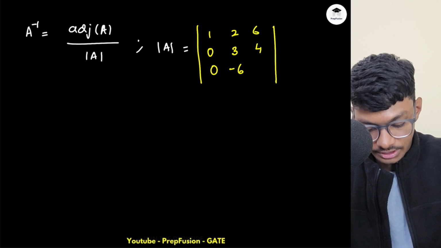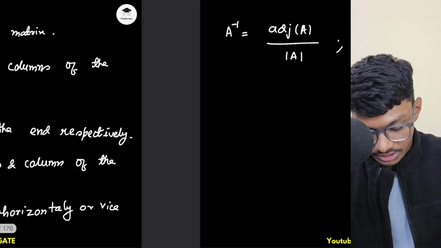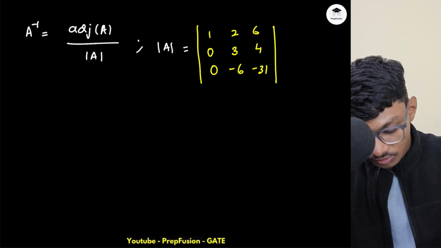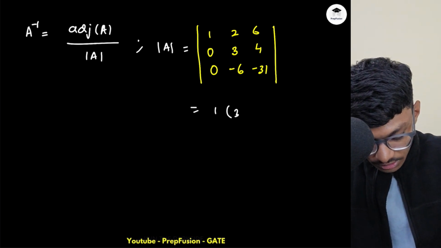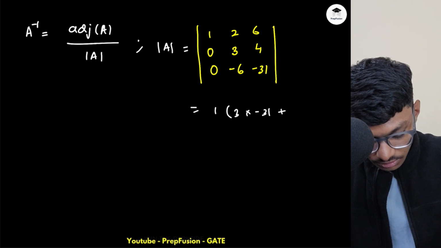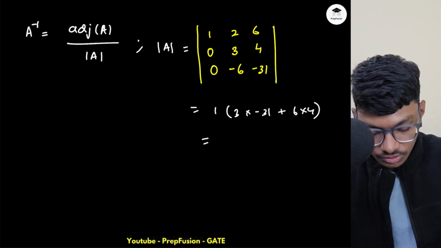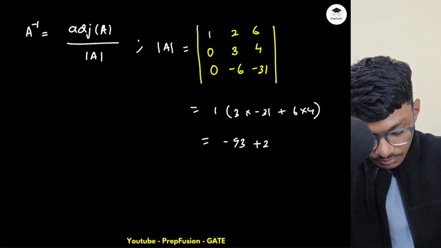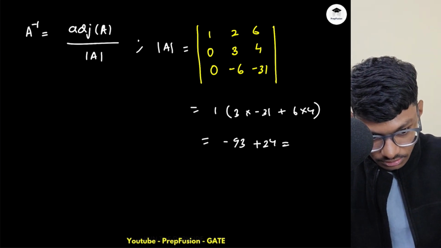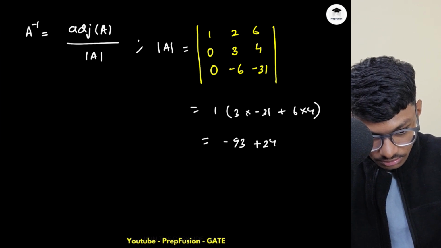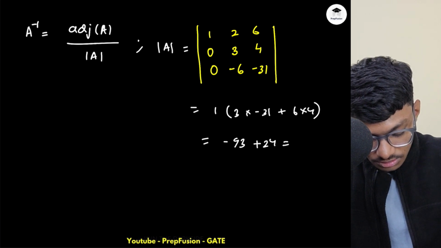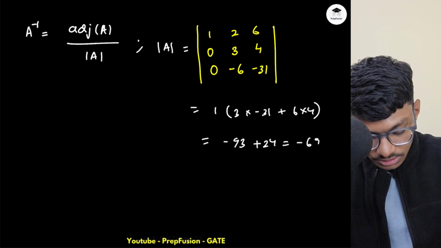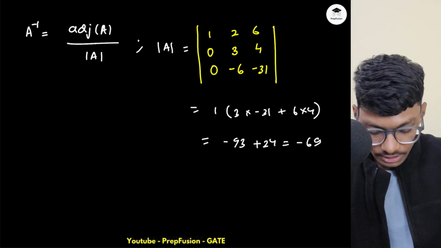Then this is 30 minus what? 30 minus minus 1, so this will be minus 31. Okay, so what will be the determinant? Determinant will be 1 times minus 31 plus 6 times 4, so 24, 60, 93 minus 93 plus 24, minus 69. Okay, so determinant is minus 69.